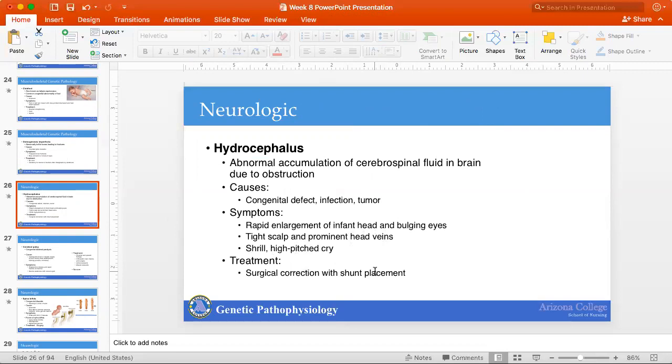Typically, a shunt would be put into one of the ventricles, typically the lateral ventricle within the brain, and there could sometimes be an outside shunt, but a lot of times it's shunted down to the heart to try to drain out the fluid.